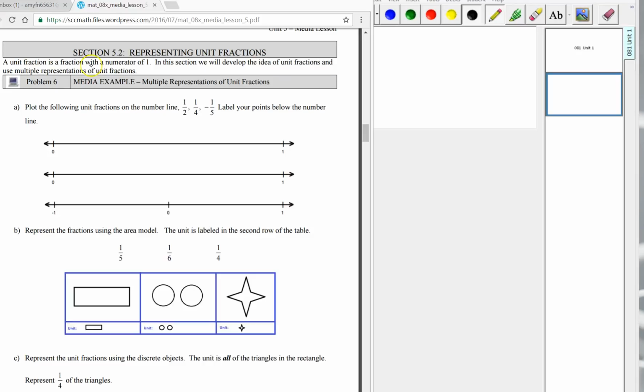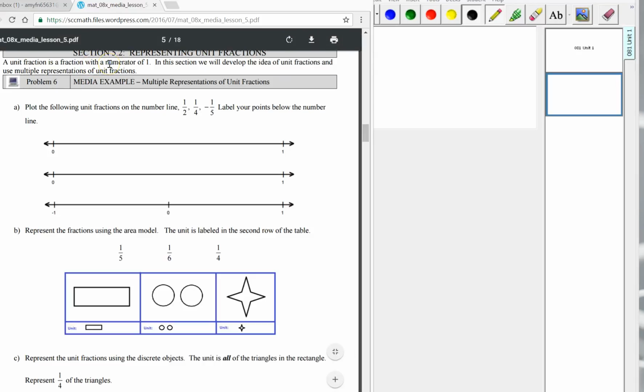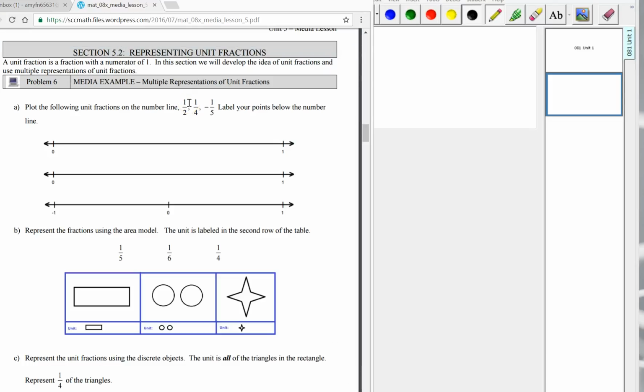In this video, we'll look at sections 5.2 and 5.3. So 5.2 is on representing unit fractions. We talked about the unit in the last video. A unit fraction is basically a fraction with a numerator of 1. And we want them to have a firm understanding of unit fractions because we're going to be using them as things to count with. For example, when we add or subtract fractions.